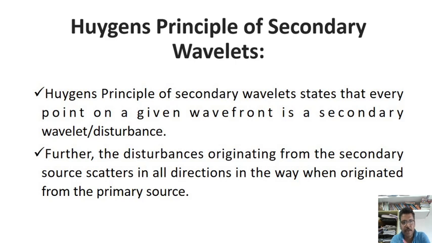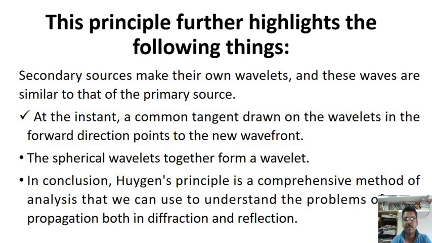After disturbing, how does it happen? Further, the disturbance originating from a secondary source scatters in all directions in the same way as when originated from the primary source. So that is the cause of secondary wavelets. After knowing this, what are the principles for further highlights of the following things? That is secondary wavelets. So secondary sources make their own wavelets, and these waves are similar to that of a primary source.